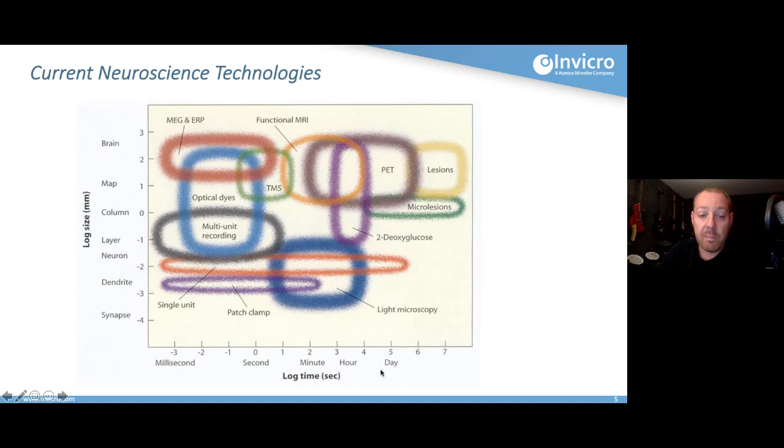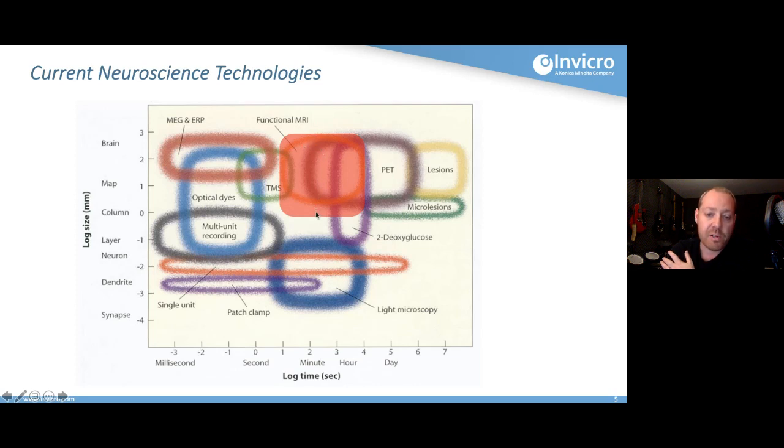Functional MRI is a pretty popular technique, and within the family of other neuroscience techniques, it sits in the middle in some important ways. So up here we've got spatial scale going from an individual synapse to the whole brain, and along the bottom here we've got time going from microseconds to days. And fMRI gives you whole brain maps if you want.